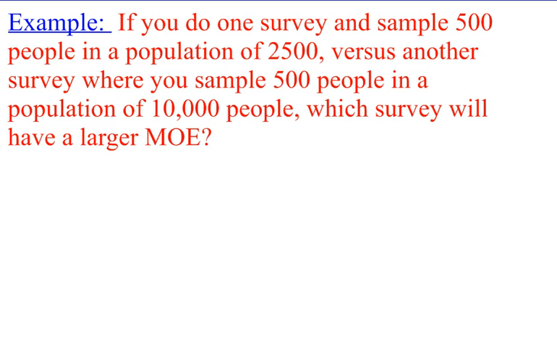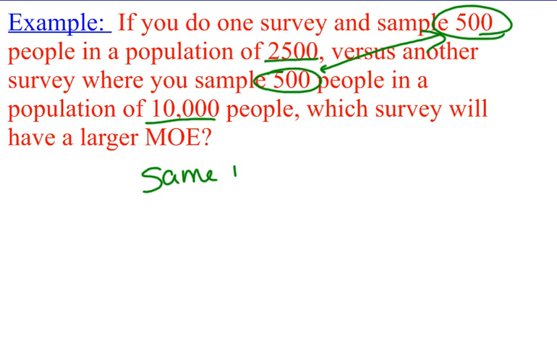Here's an example. If you do one survey and sample 500 people in a population of 2,500 people versus another survey where you sample 500 people in a population of 10,000 people, which survey has a larger margin of error? This is to trick you, because we talked about how no matter how much is in the population, whatever your sample size is dictates your margin of error. These are the same sample size, so they have the same margin of error. So same MOE for both.